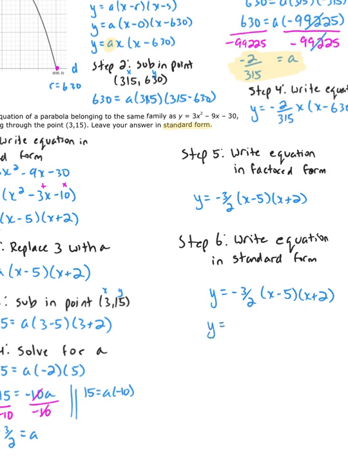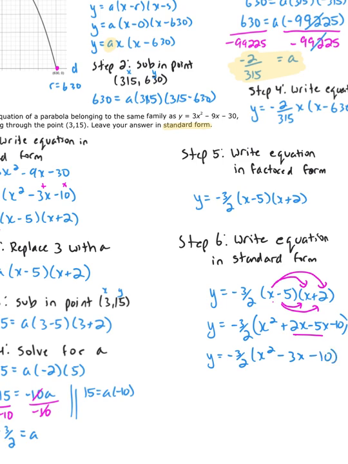So we get y equals negative 3 over 2, and then I'm going to multiply x times x plus 2. I'm going to have to put this all in brackets, so I get x squared plus 2x, and then negative 5 times x, and negative 5 times 2. So negative 5x minus 10. And now I'm just going to simplify because I have like terms in the bracket. So negative 3 over 2, x squared minus 3x minus 10.